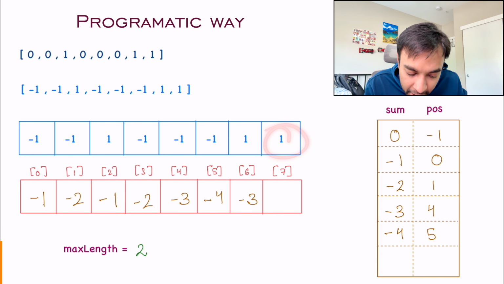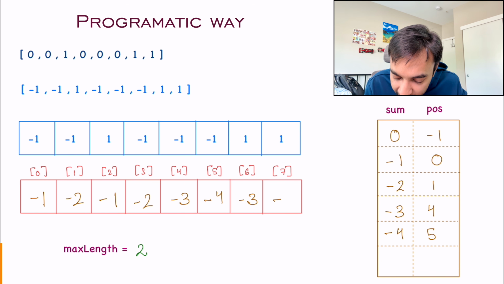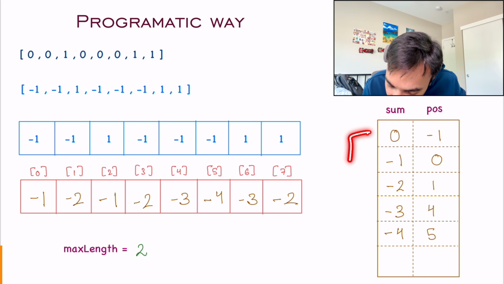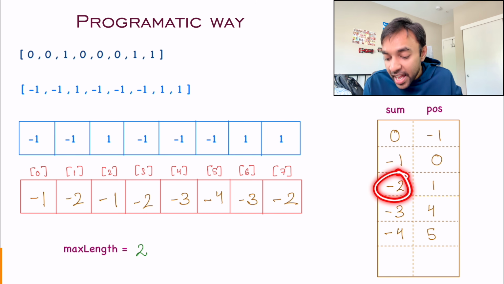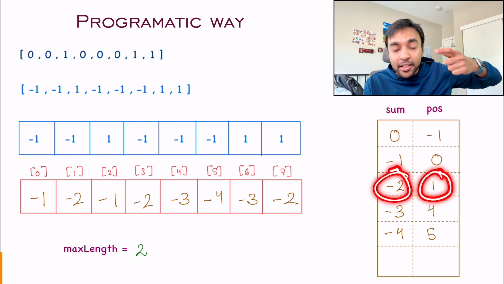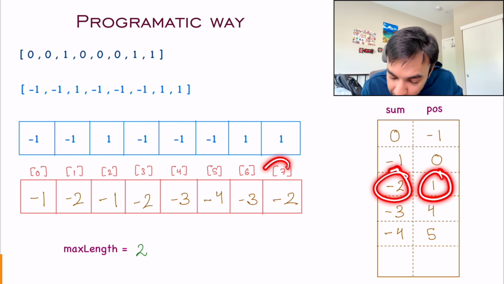How about the next element now? -3 plus 1. And that gives you a -2. Have we encountered -2 earlier? Yes. I have seen -2 at the first position. And that means I got another window. So 7 minus 1.